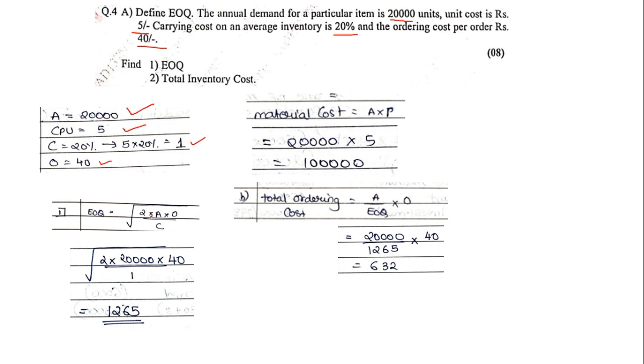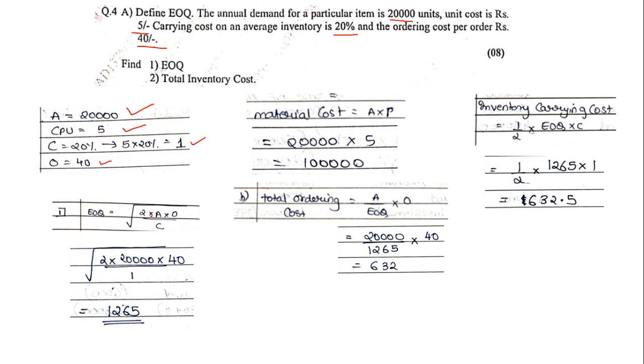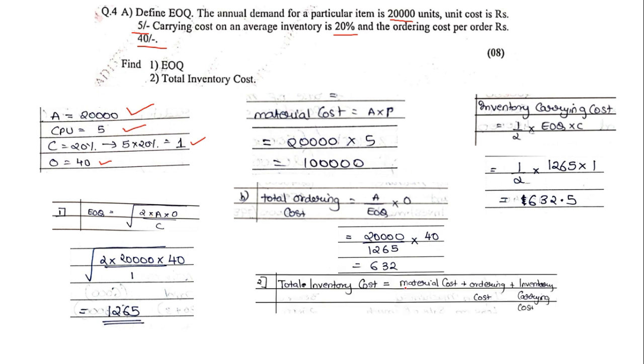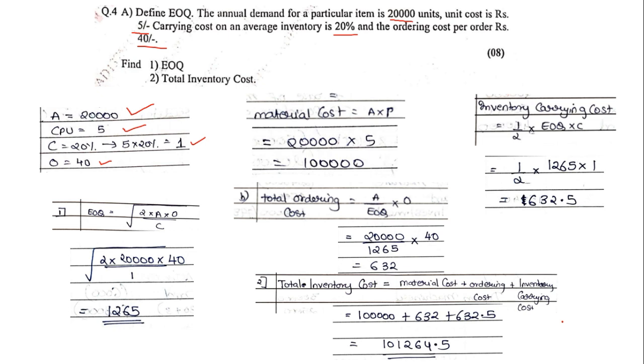Last, we need to find the inventory carrying cost: half into EOQ into C. Half into EOQ is 1265, C is 1 rupee. So 1265 into 1 divided by 2, we get 632.5. Once we have all three values, we can apply the final formula. Total inventory cost is material cost plus ordering cost plus inventory carrying cost. 1 lakh plus 632 plus 632.5, we get a total value of 1 lakh 1264.5 rupees.